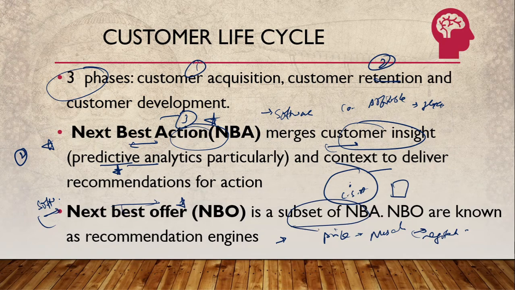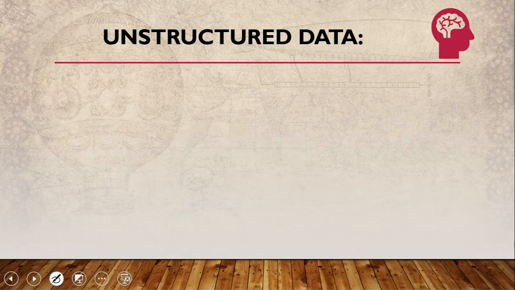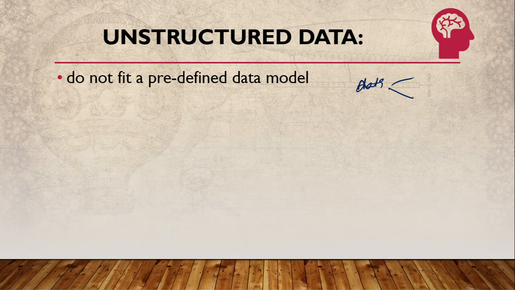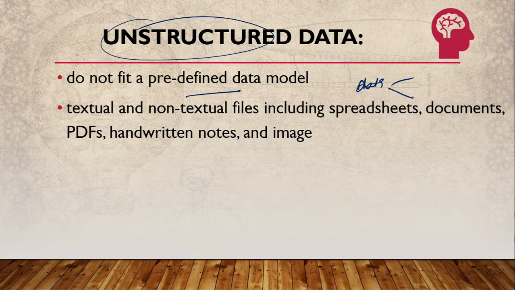Next, we have understood that customer data is mostly structured and unstructured. There are two types of data. Unstructured data is the one which does not follow a predefined data model. It is basically text, PDFs, handwritten notes, or images. Nothing can be known by the system by looking at this data, and these are unstructured.